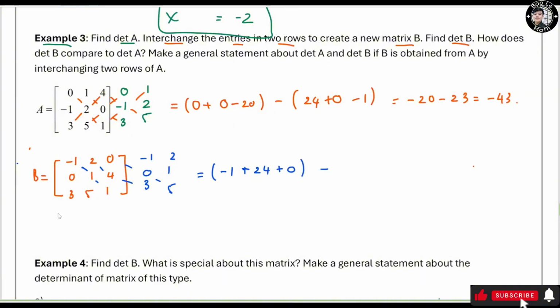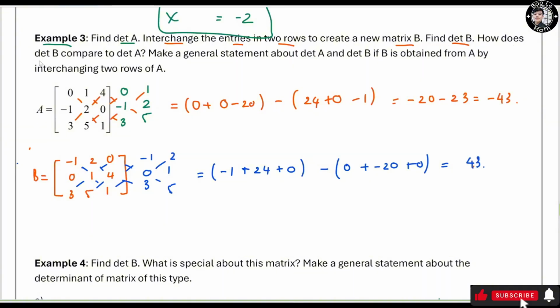Now, bottom left to top right. 3 times 1 times 0, 0. 5 times 4 times -1 should be -20, right? And 1 times 0 times 2, it should be 0, right? Now simplify this one, you get 43, right?